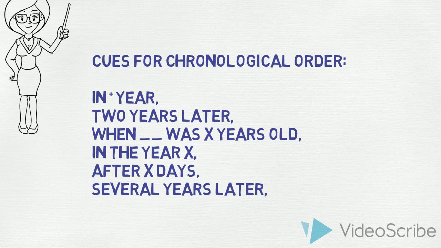So for example, you could say in 1980, he was born. 2 years later, his parents died in a terrible accident. When he was 6 years old, he started school. In the year 2000, he found his first job. After 6 days, he was fired. Several years later, he went back to school. Okay, that would be an example of the time, and then what is the main event that happened during each time.